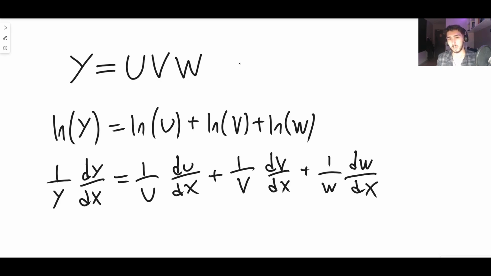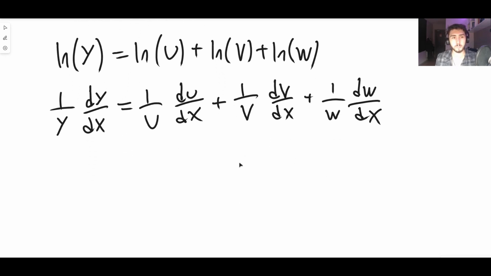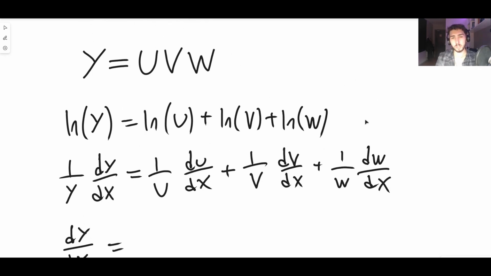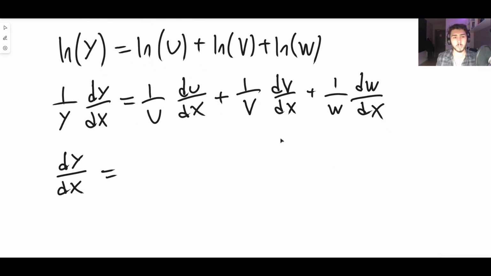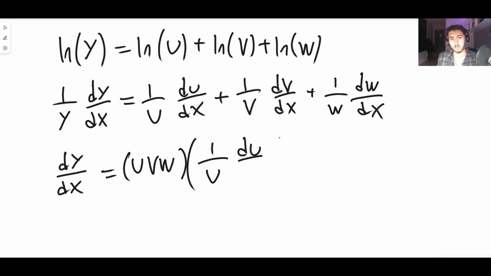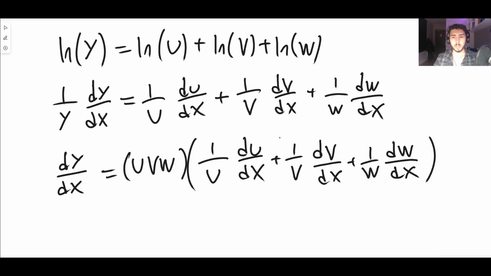Okay, and then all we want to do is rearrange this to get dy dx on its own. So we're going to multiply both sides by y. But remember what y is. y is u times v times w. So we're actually going to multiply both sides by u times v times w. And that gets multiplied by the rest of it. So 1 over u, du dx, etc. I'll just cut to when I've written all of that down. Okay, there it is. It's all chilling out right there.